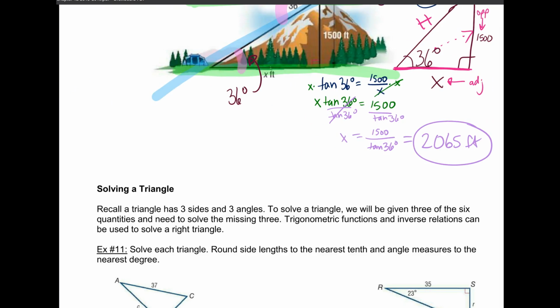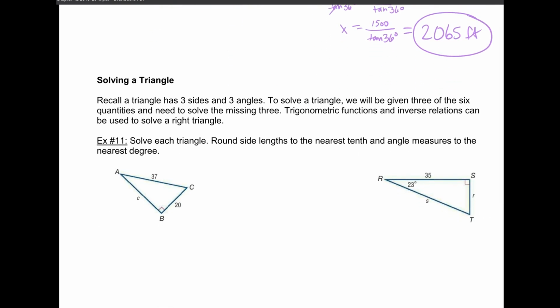Solving a triangle. Recall a triangle has 3 sides and 3 angles. To solve a triangle, we're given 3 of the 6 quantities. So there's 3 angles, 3 sides, that's 6 things. If I've given you 3 of them, that's enough to solve the other 3. Trig functions and inverse can be used to solve a right triangle. Solve each triangle, round each side length to nearest tenth, angle measurements to the nearest degree.